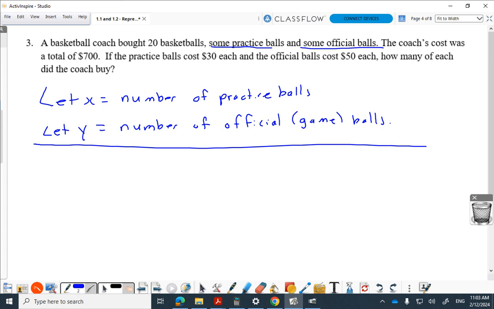Might find it easier. He says 700 equals, how do we get to 700? What do you got to do? Say it again? Okay, so if a practice ball is $30, what do we got to do with the 30 to figure out how much money we spend on practice balls? How many practice balls is there? 30 times.